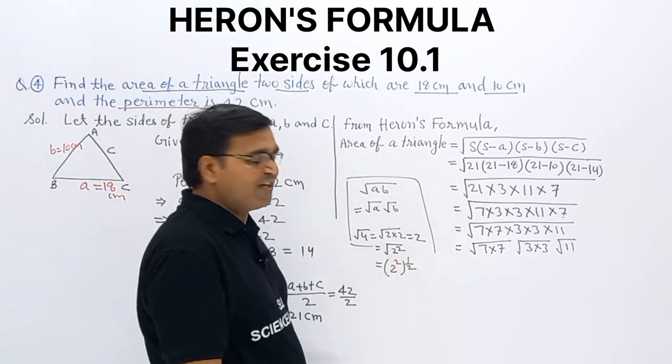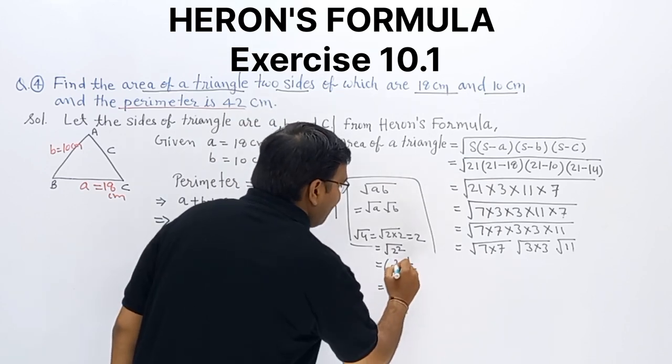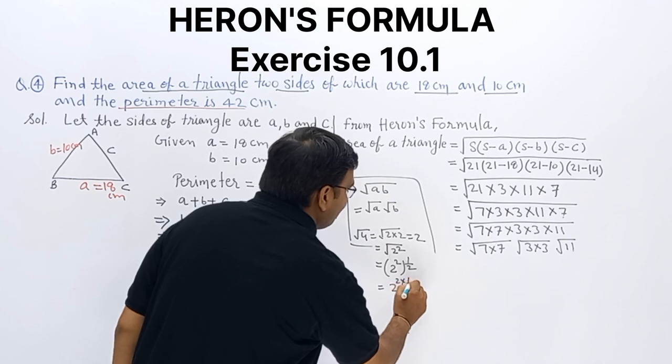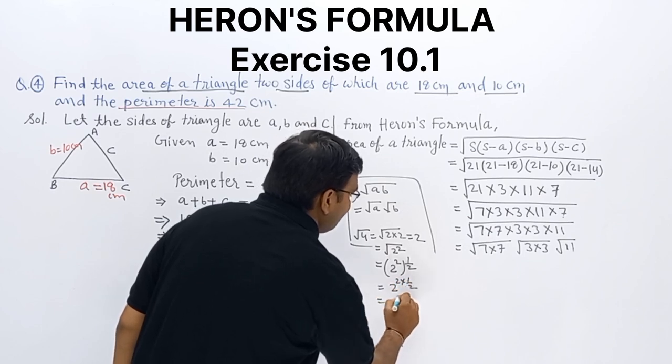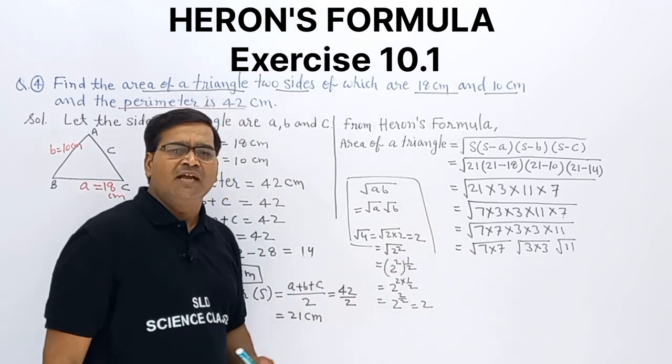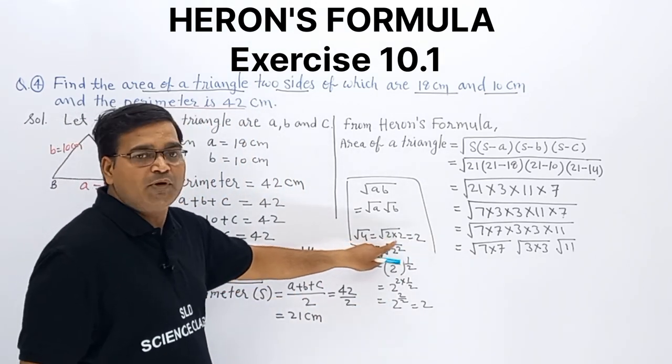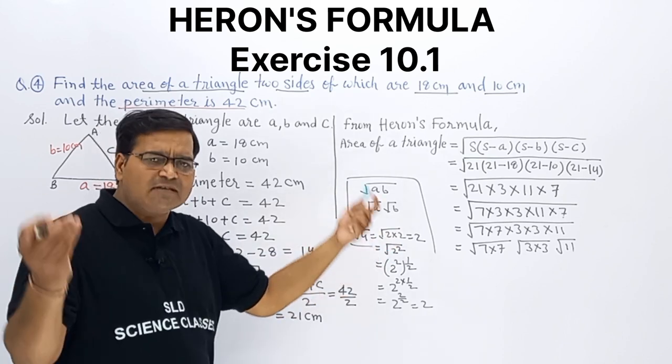Now apply laws of the exponent. A power m whole power n, so a power m into n: 2 power 2 into 1 by 2. Once we solve, we are getting 2 power 2 by 2, and the answer is 2. So we are getting 2. Directly we can write square root of 4 as square root of 2 into 2. We know well square root of 4 is 2.